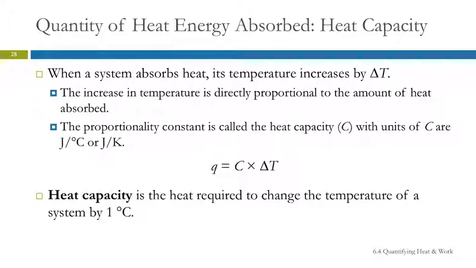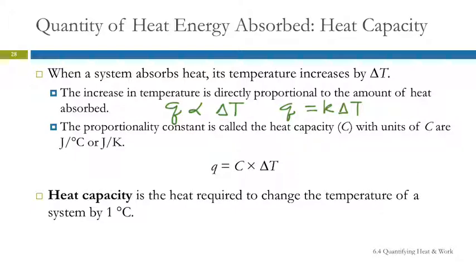So we can say mathematically that heat is proportional to the change in temperature, or the change in temperature is proportional to the heat. To make a proportional expression into an equality, you have to put a constant in there. So you say Q equals some constant times the change in temperature. Well, instead of calling it K, we're going to call it C and give it a name. That's called the heat capacity.